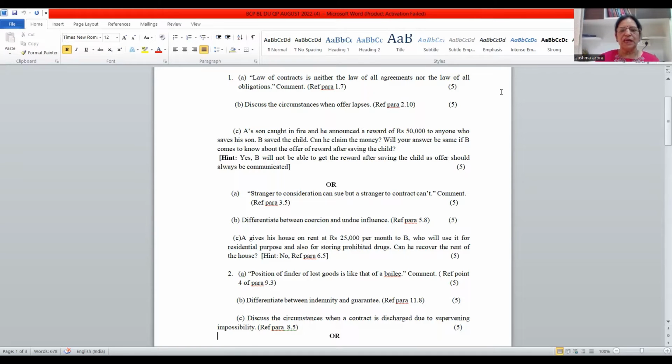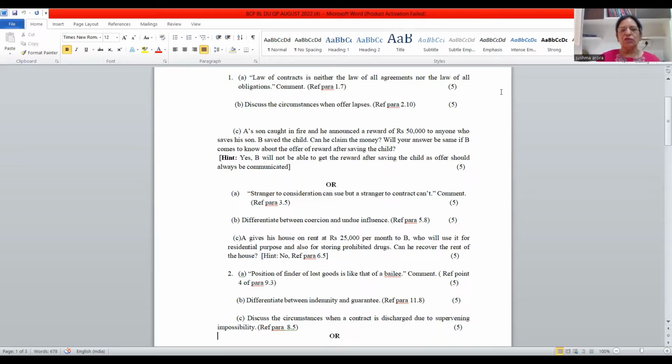Differentiate between coercion and undue influence. There are 8 points of distinction which are given under para 5.8. Consent should always be a free one. Consent is said to be free when it is not caused by coercion, undue influence, fraud, and misrepresentation.